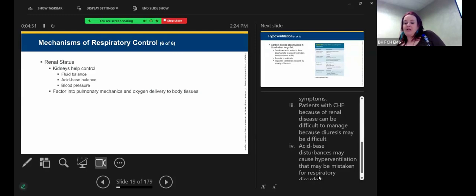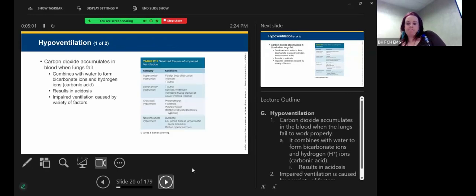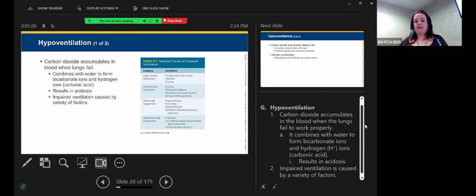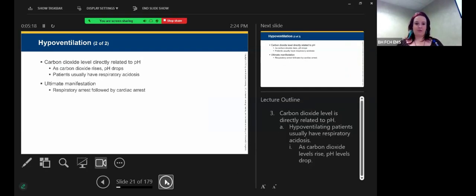Acid-base disturbances may cause hyperventilation, because what are we trying to do? Blow it off? That may be mistaken for respiratory disorders. So hypoventilation, we know, is when carbon dioxide accumulates in the blood when the lungs fail to work properly, combines with water to form bicarbonate ions and hydrogen ions, resulting in acidosis, impaired ventilation caused by a variety of factors.